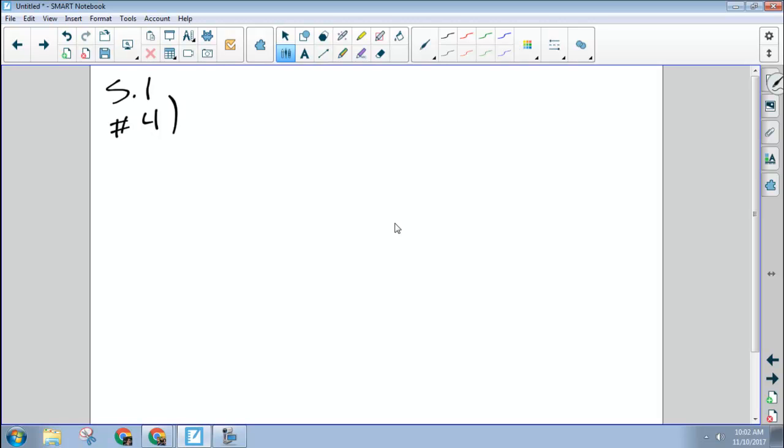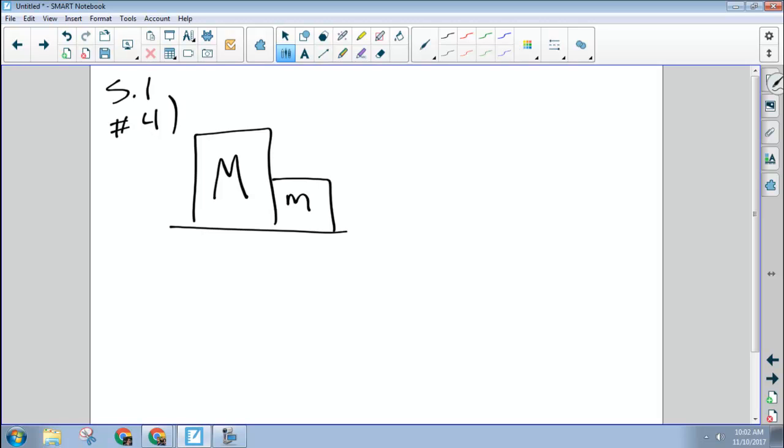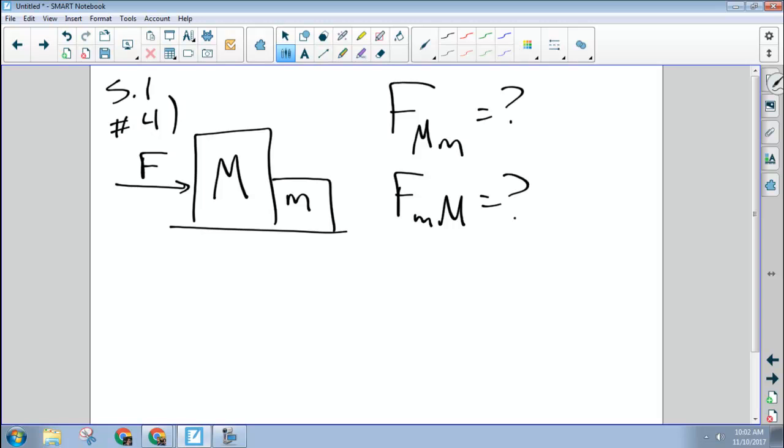Okay, so here's the deal then. For 4, you've got these two blocks. You've got a block that's got a mass of capital M and a little block that's got a mass of little m. And we're going to push this whole thing with a force of F. The question says, what's the magnitude of either of these forces, either of these blocks on the other? So we're looking for either the force of big block on little block or the force of little block on big block. I think I said those backwards, but you know what I mean.